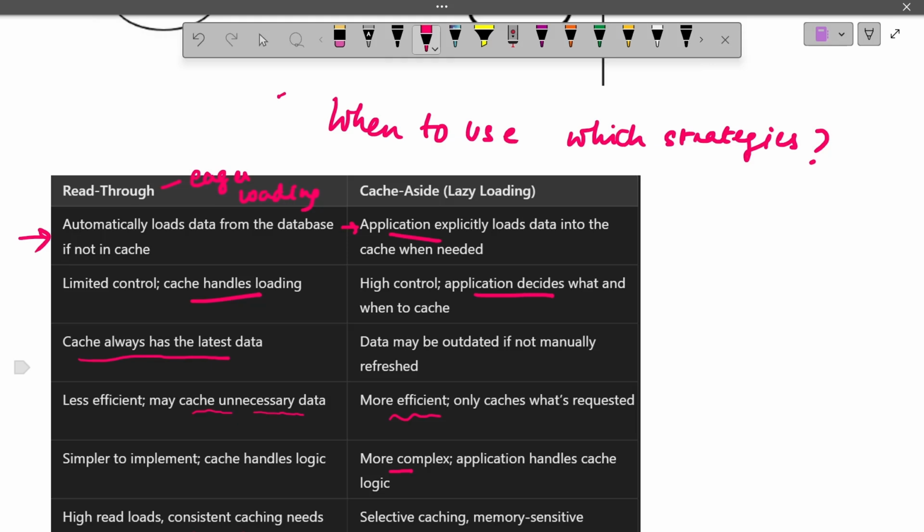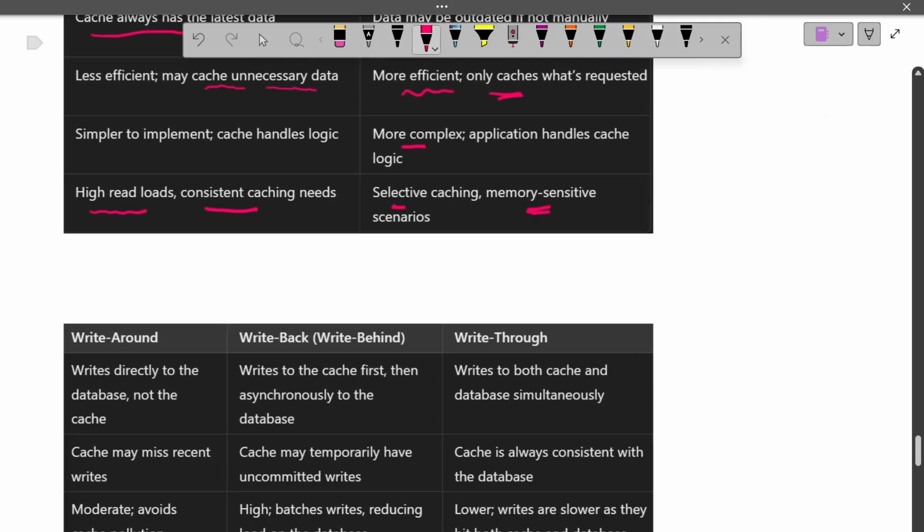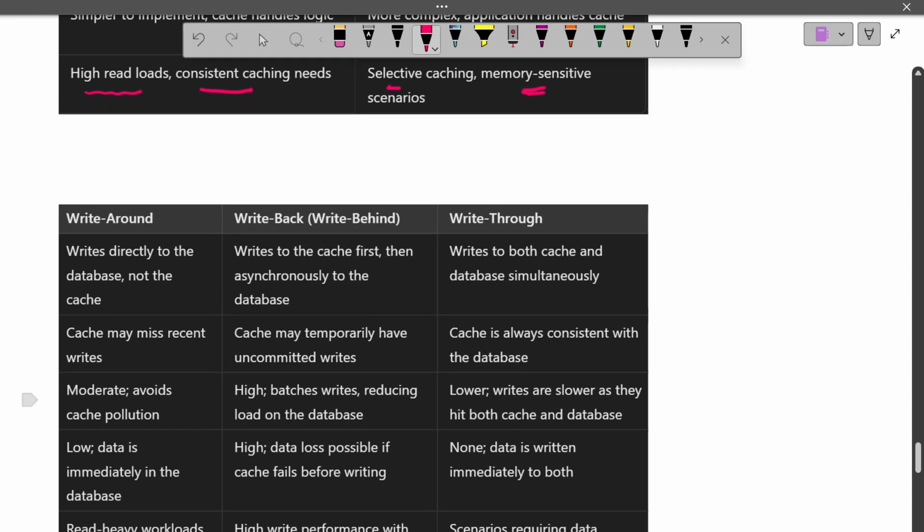And cache aside is lazy loading, keep this in mind, it is lazy. So it is only going to keep what is required. It does this very selectively, and it is needed whenever you have memory sensitive scenarios where you do not want to waste unnecessary memory. We'll only keep in cache whatever is required or requested. Next is the comparison of these three write strategies.